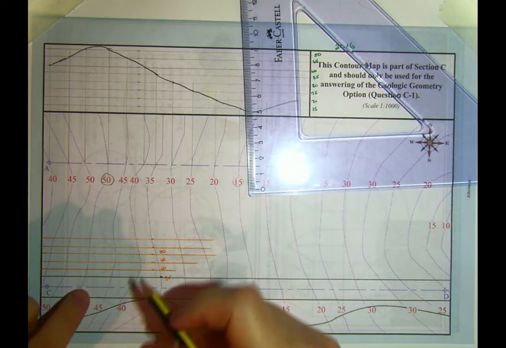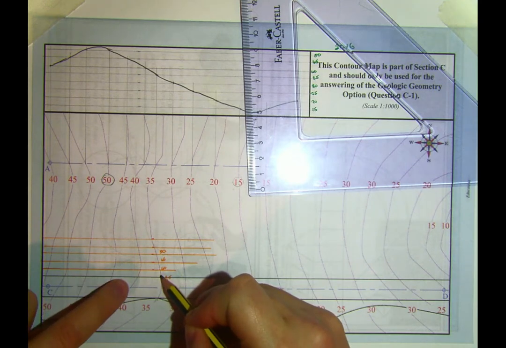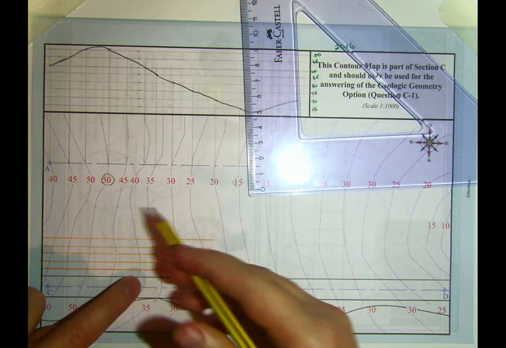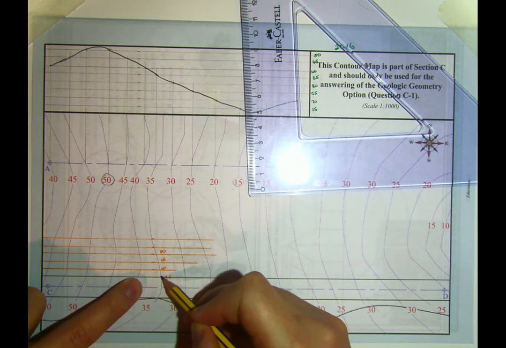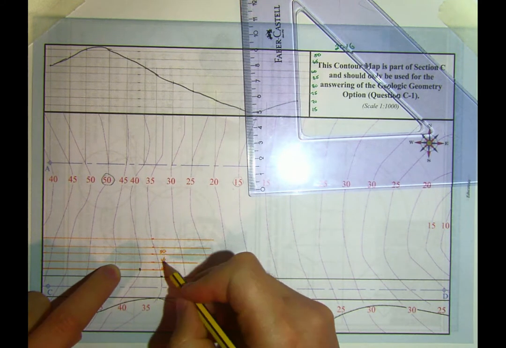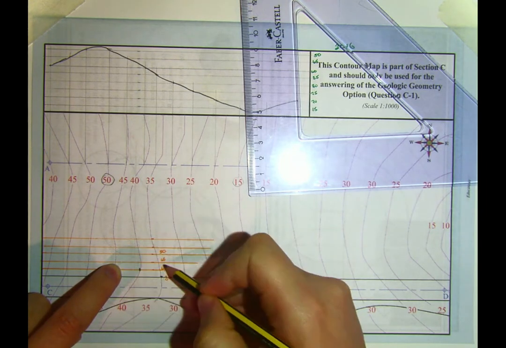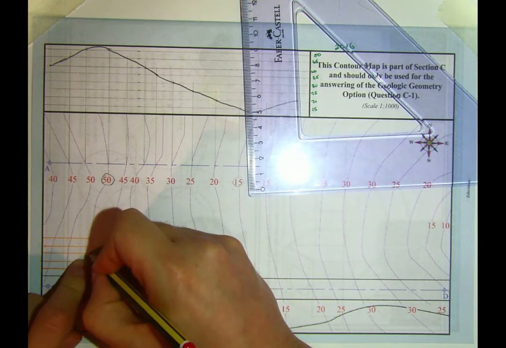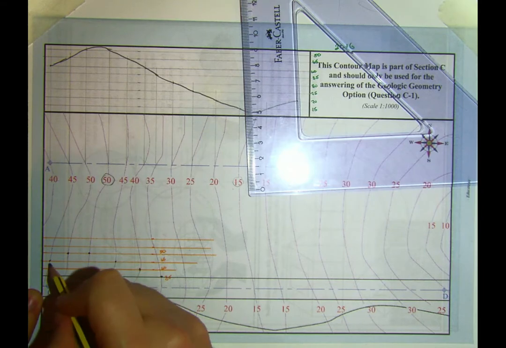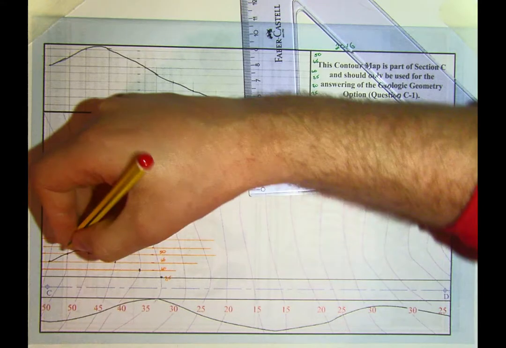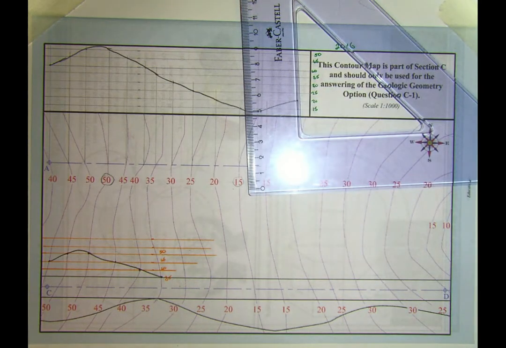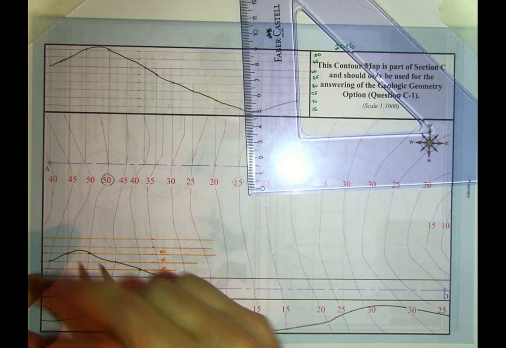In each place that a contour line intersects the same height line is a point on our cut. So 35 hits the side of the road here. The 40 contour hits the 40 height line at this point. The 45 contour hits the 45 height line here. Same for the 50 and the 50 again, and back down to the 45. That's this side. This is where we're cutting the ground back.